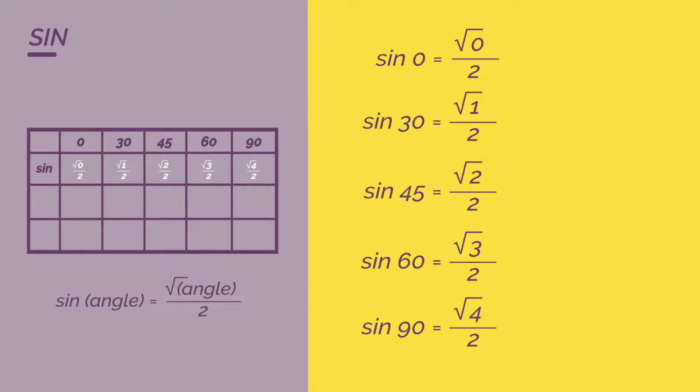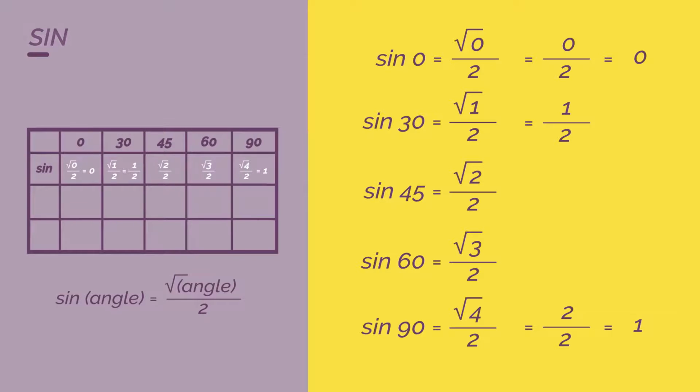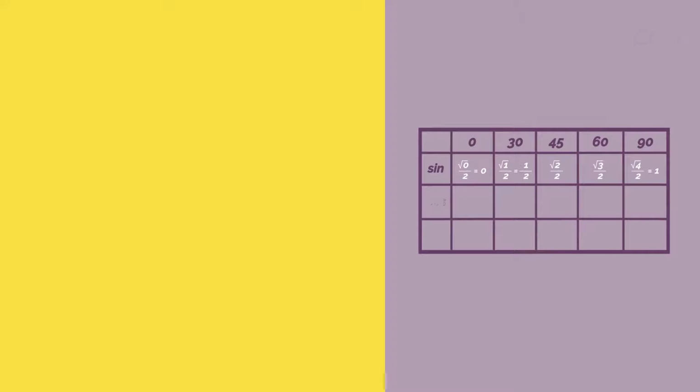And we can simplify some of these. So for 0 degrees, that simplifies to 0. For 30 degrees, it simplifies to a half, and for 90 degrees, it simplifies to 1. Not that hard. So now let's look at cos.